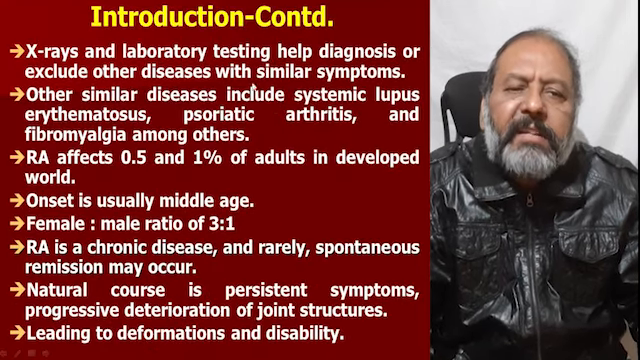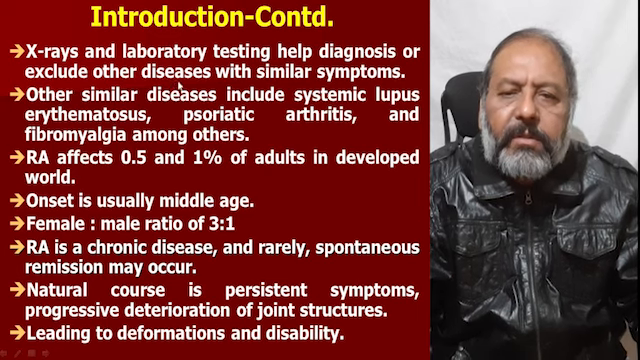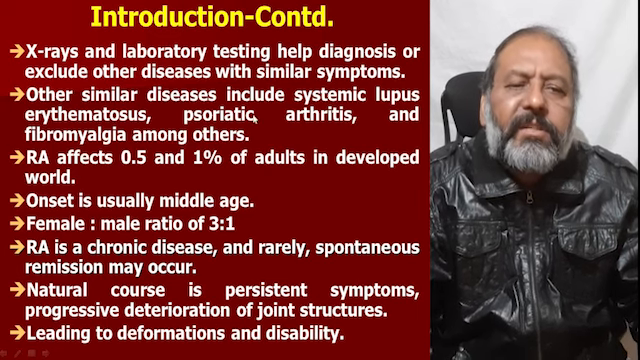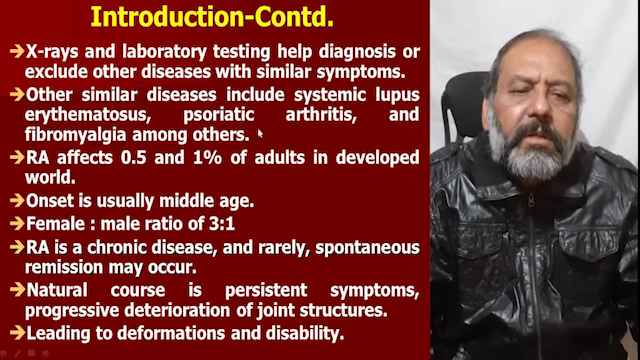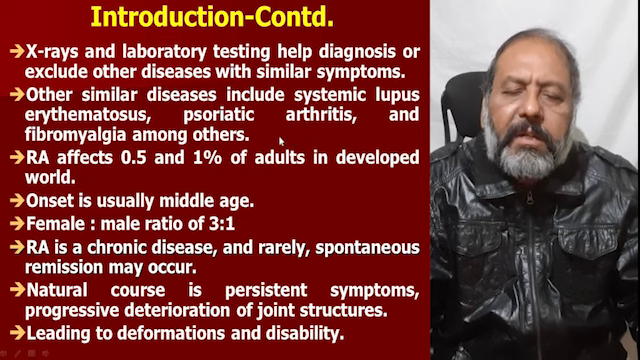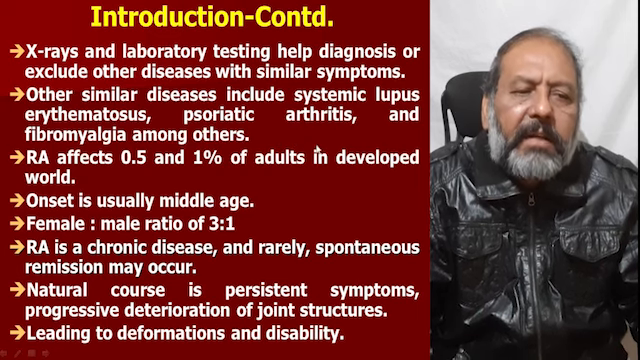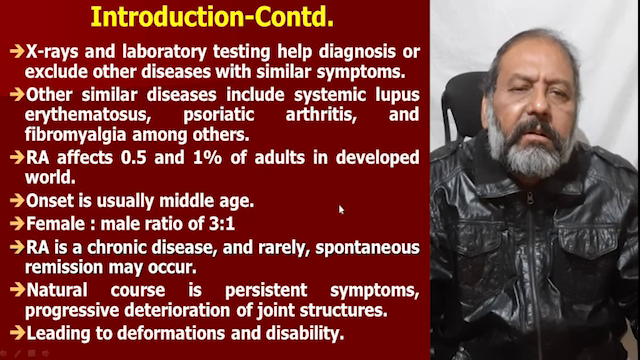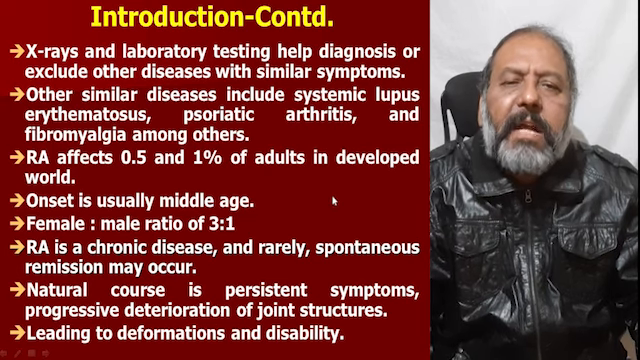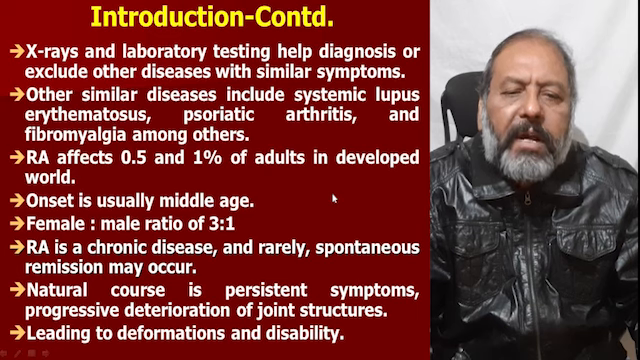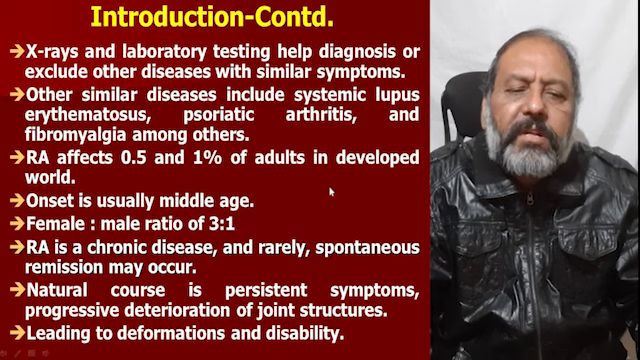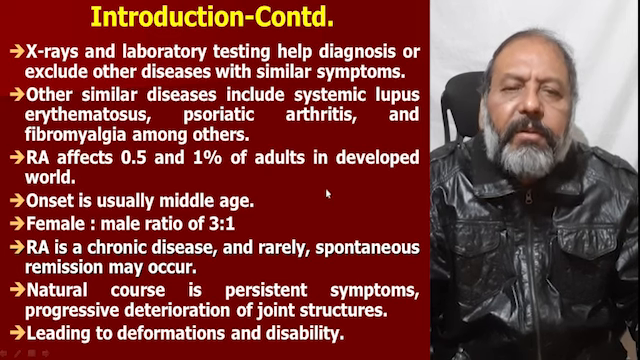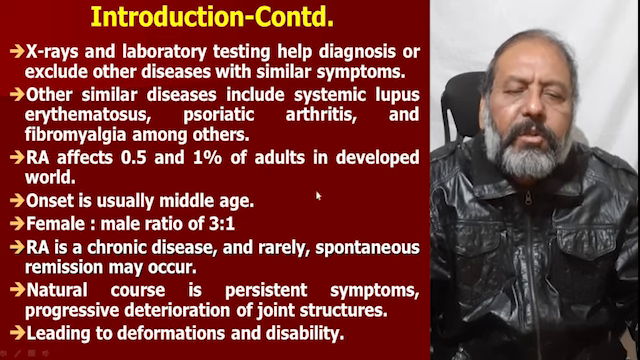X-rays and laboratory testing will help the diagnosis or exclude other diseases with similar symptoms. Other similar diseases include systemic lupus erythematosus, psoriatic arthritis, and fibromyalgia, among others. Rheumatoid arthritis affects 0.5 to 1% of adults in the developed world, and its onset is usually in middle age. The female to male ratio is 3 to 1, so females are affected more.